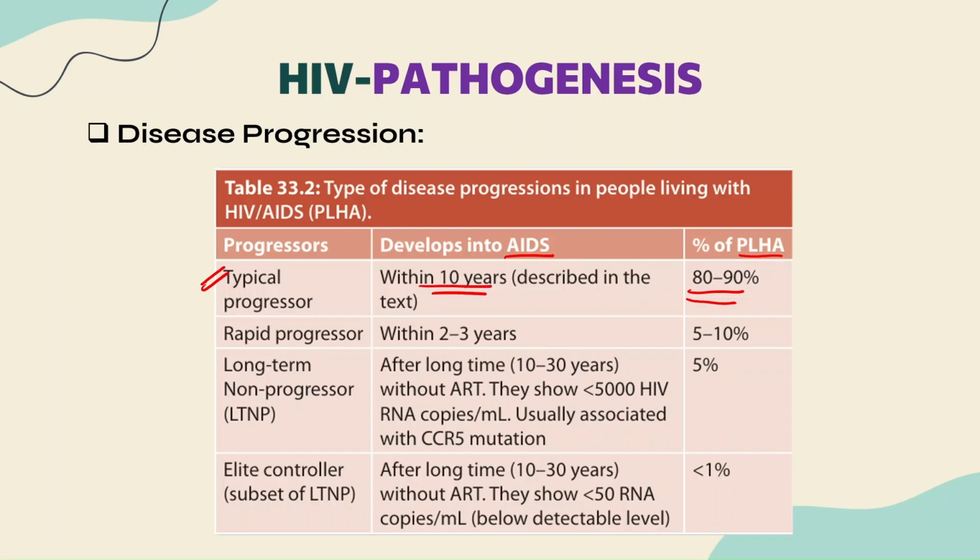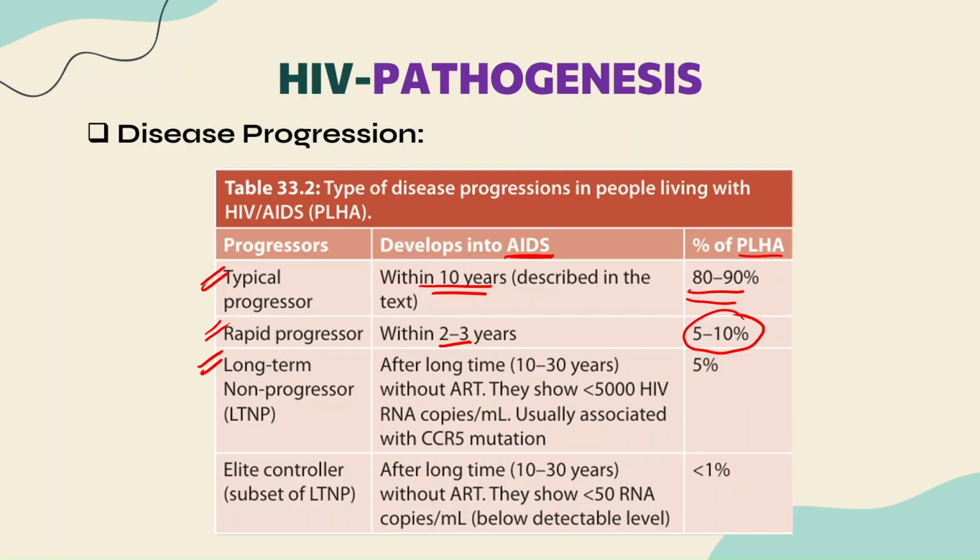Okay? Second category is something that is called as your rapid progressors. In these individuals, the disease is going to progress towards AIDS within a span of 2 to 3 years, and only 5 to 10% people will be belonging to the category of rapid progressors. Okay. Then the third type of disease progression is long-term non-progressors.